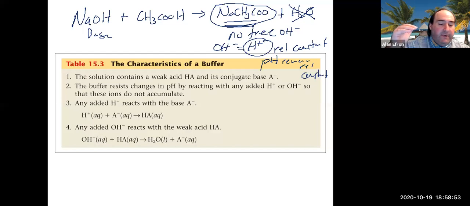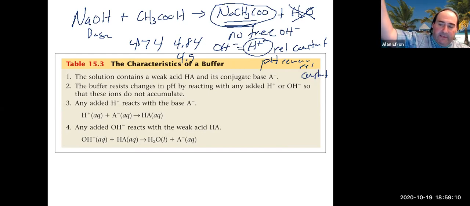If you were monitoring it with a pH meter, for example, your pH of this solution maybe was 4.74, and you added some base to it, maybe it goes up to 4.84, 4.9. Not a very big jump, but it goes up a little bit, but it won't go from a pH of 4 all the way up to a pH of 12 if it's done correctly.